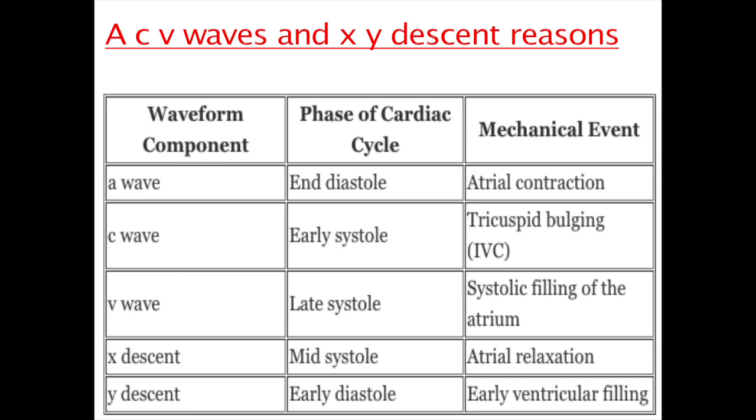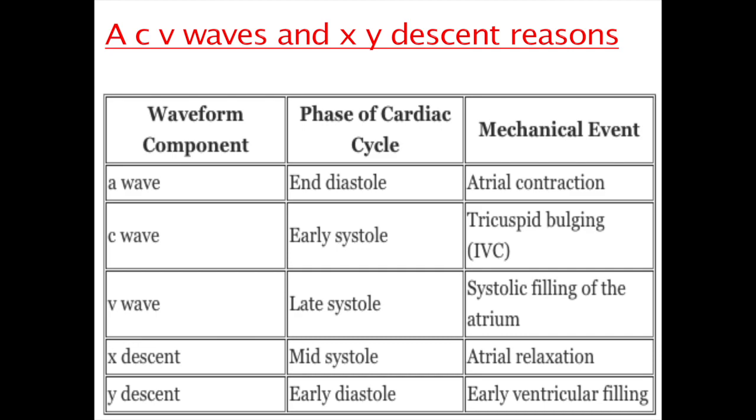And then the X and Y descent. The X descent appears in mid-systole. This is due to when the atria relax, the bulging atrioventricular valve comes down. It's not open, but it comes down. Then there is an X descent.